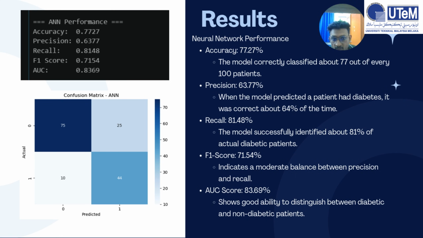It also has a very good recall value. It can identify actually diabetic patients around 81% of the time. It is a good thing in a medical setting, and it has a decent F1 score of 71%, so it does show it has a good balance between precision and recall. And our AUC score is around 83%, so it tells that our model can differentiate between diabetic and non-diabetic patients.